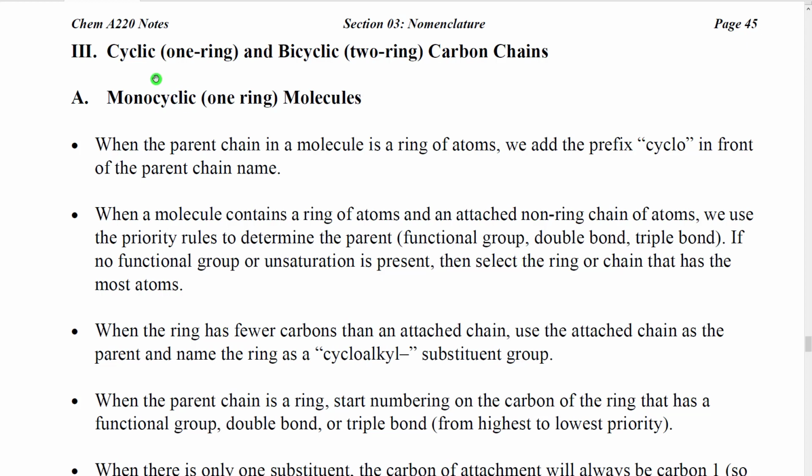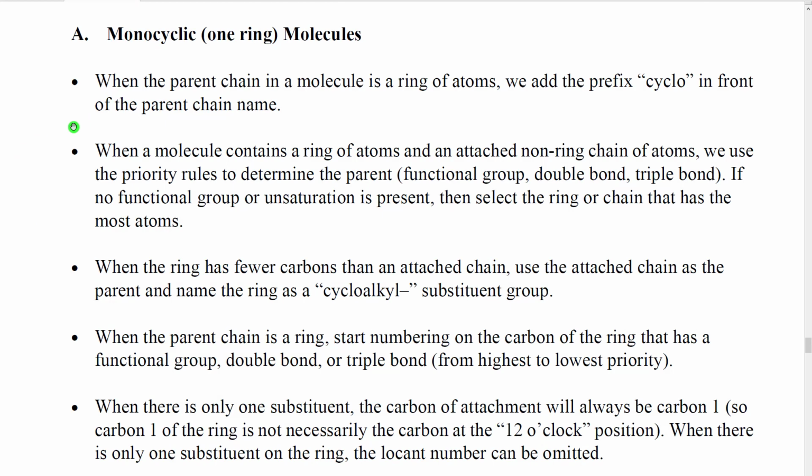We're next going to look at naming of organic molecules that have rings in them. We're going to focus on molecules that have one ring, which we call cyclic or monocyclic molecules, and molecules that have two rings that are connected together, which we call bicyclic molecules. So we're going to start with monocyclic molecules.